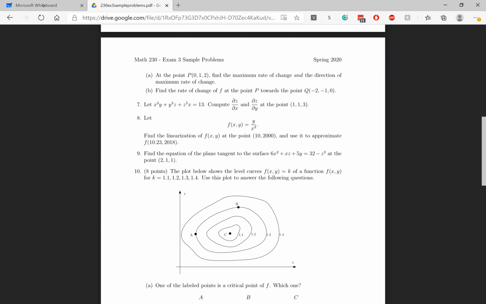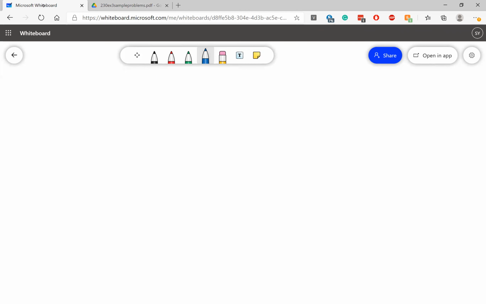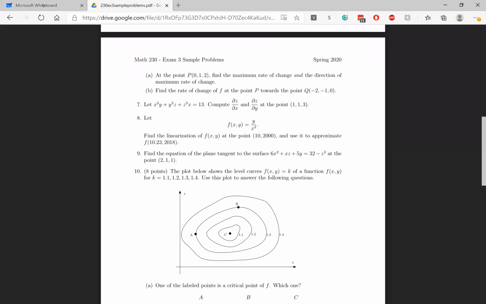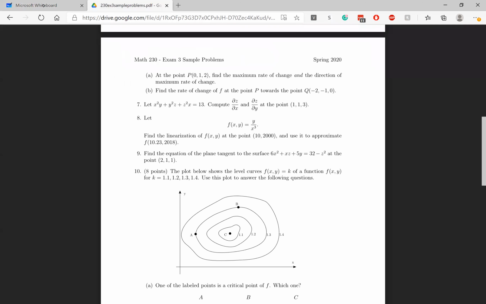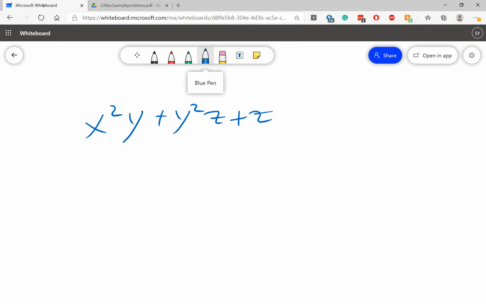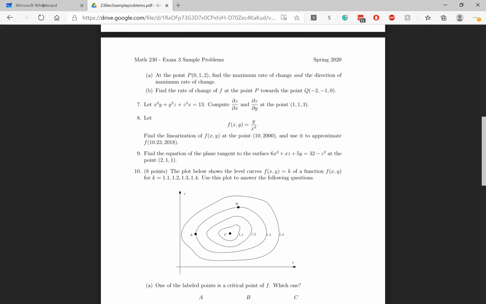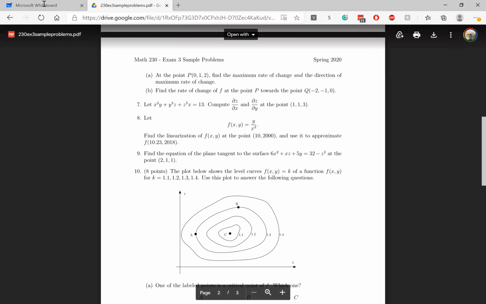Okay, let's see. So let x squared y plus y squared z plus z squared x equal 13. We want to find the partial of z with respect to x.